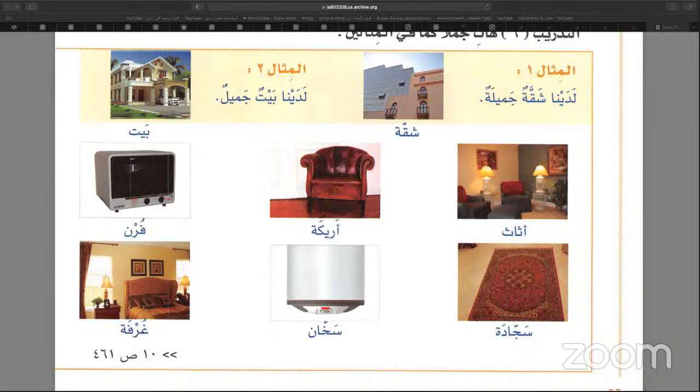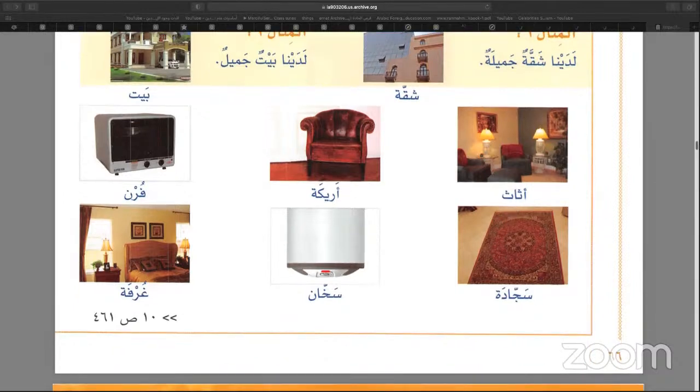Athatha, or that. Which one? لدينا أثاث. لدينا أثاث جميل. Good. All right, next one for Amira.